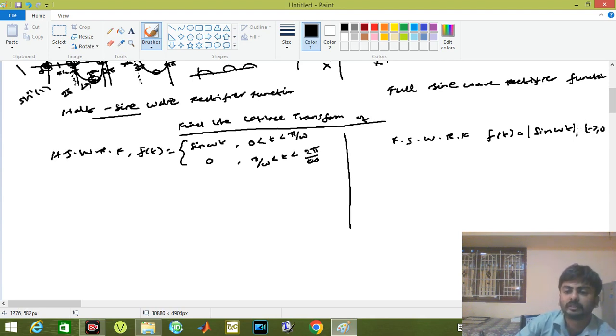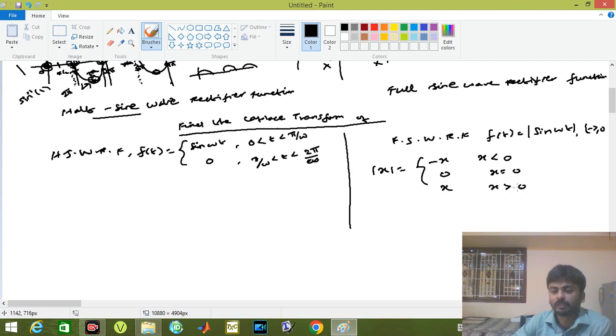So when you are discussing the modulus function, see, this is the modulus function: modulus of x equal to minus x when x less than 0, 0 when x equal to 0, and plus x when x greater than 0. This is the definition of the modulus of any function. Okay, this sine omega t is an odd function because sine of minus theta will become minus sine theta. We cannot say cos of minus theta equals minus cos theta because it is an even function. Cos of minus theta equals plus cos theta.